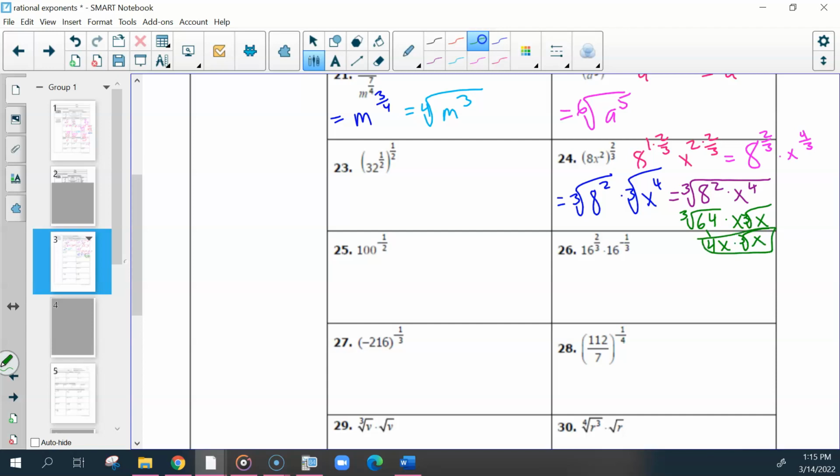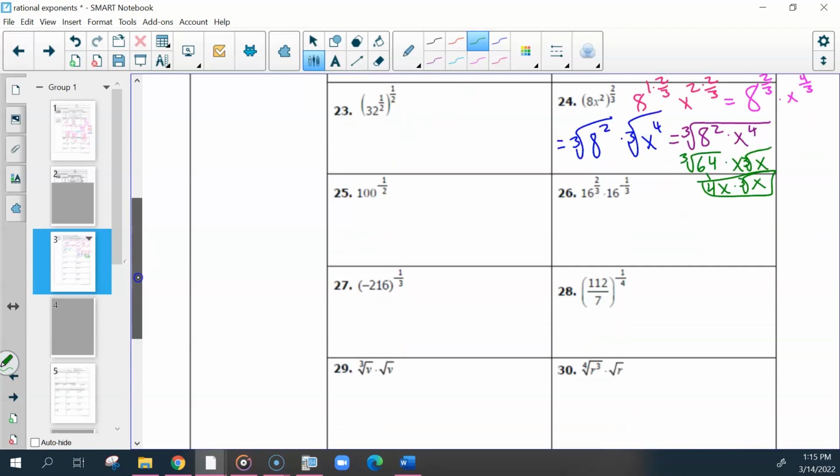So 8x squared to the power of 2/3 is the equivalent of 4x times the cube root of x. If you were to just say that to someone, that wouldn't make any sense at all. They'd probably be super confused, I guarantee you.